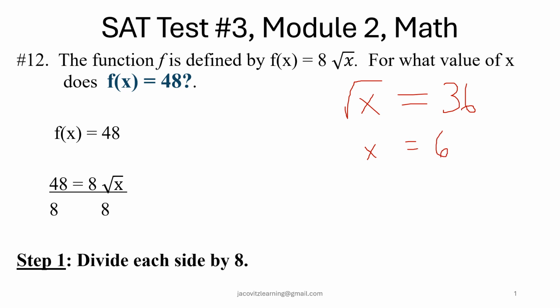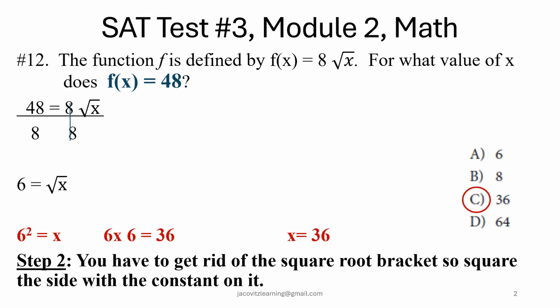So, f of x equals 48, but you are typing in this: for what value of x does f of x equal 48? Okay, so f of x equals 8 times the square root of x. First thing we do is divide each side by 8, so you're dividing this and you're dividing this. So what is this going to become? It is going to become 6 equals the square root of x.